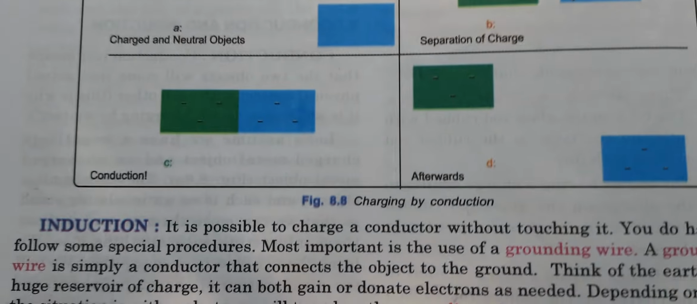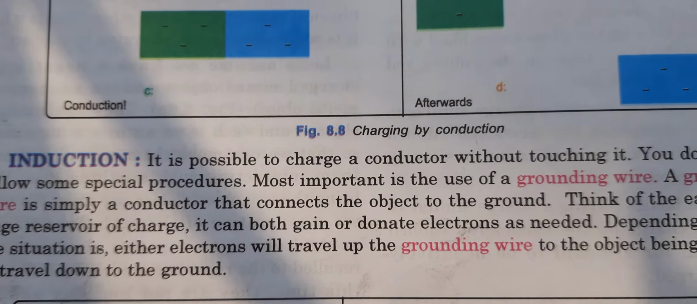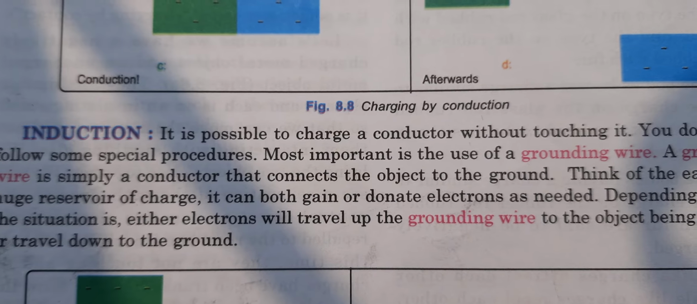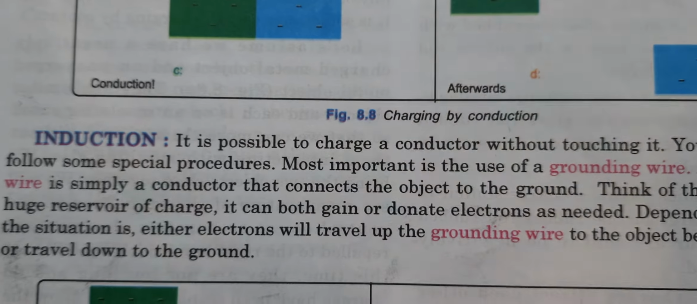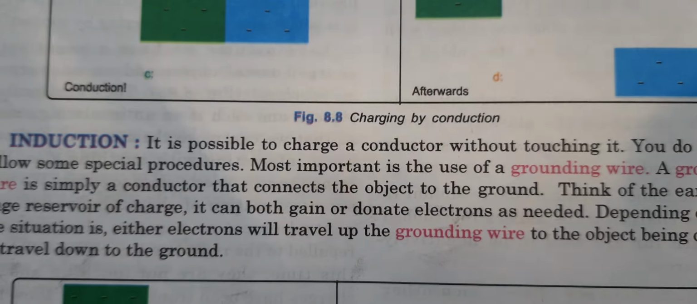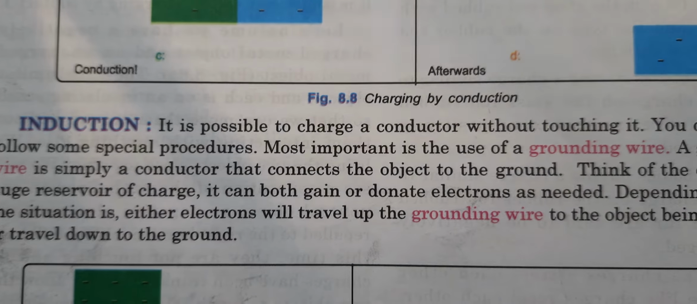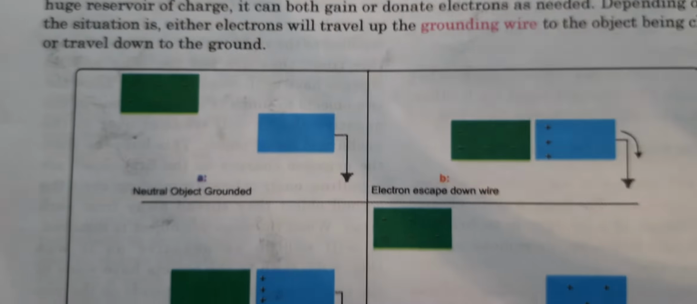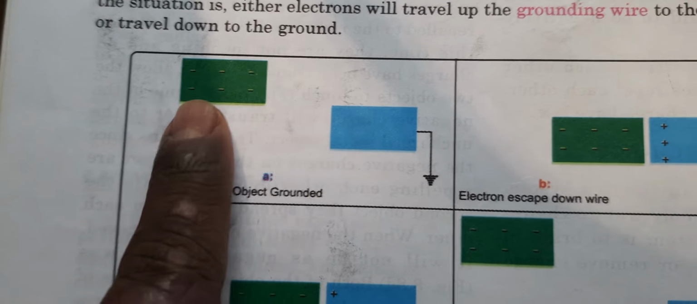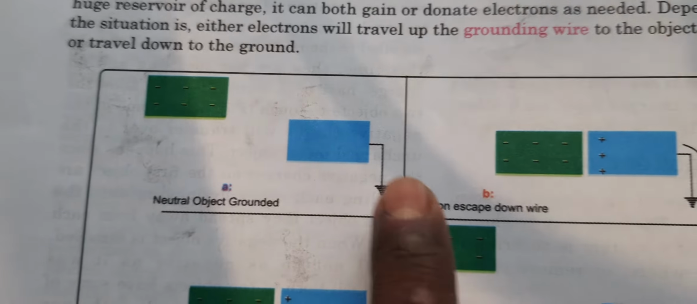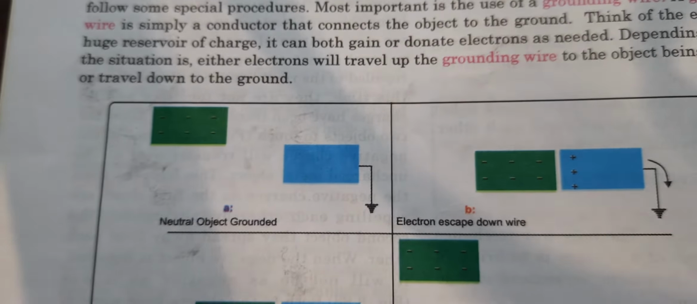Now the next method is charging by induction, where there is no touching, only from a distance. An uncharged body is charged by a charged body by keeping that charged body at a distance without touching it. So let us see the explanation. Here it is. Again here a negatively charged body is used, and this is an uncharged body.